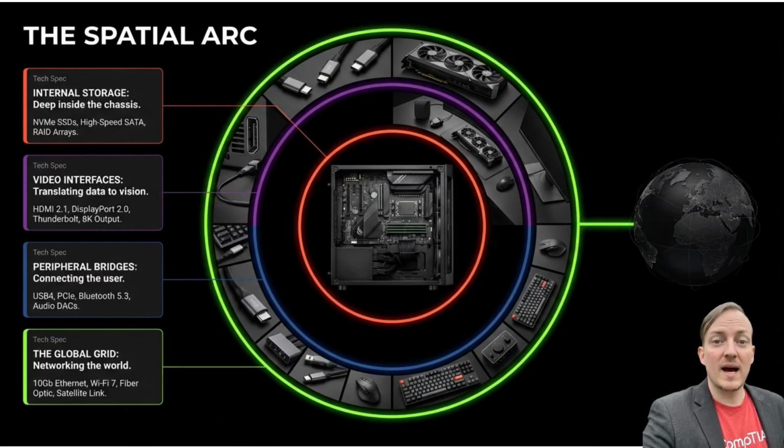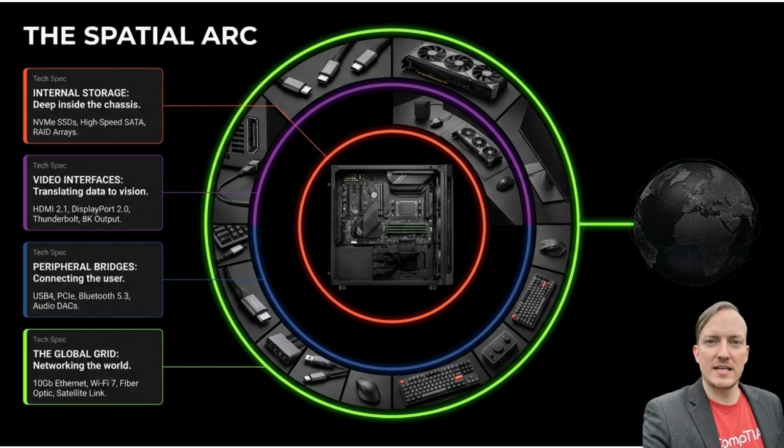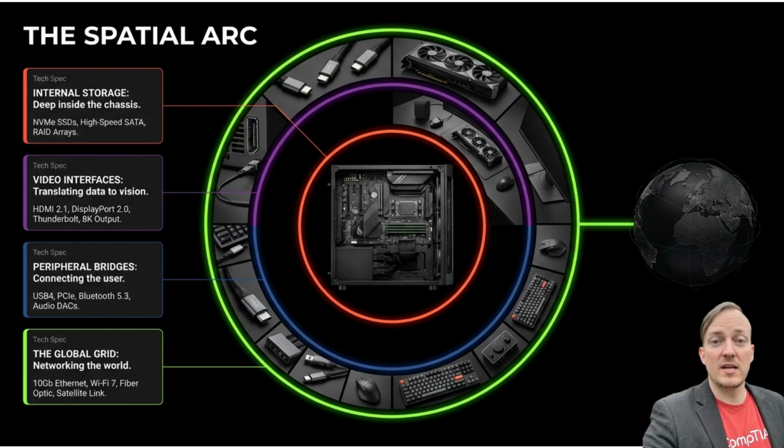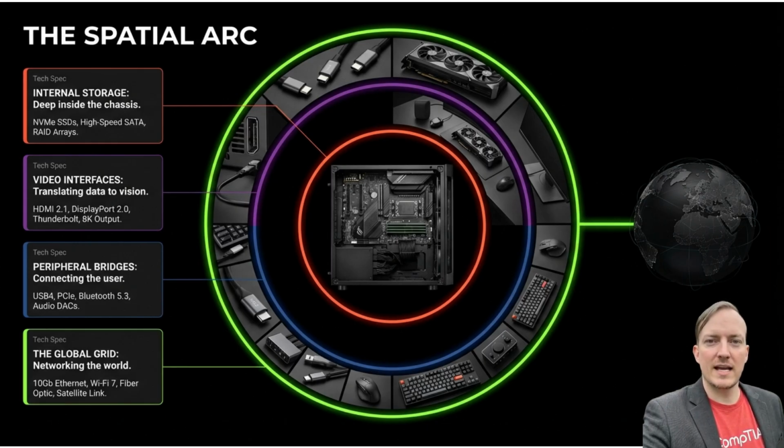To keep this organized, we are going to travel along the spatial arc. We'll start deep inside the chassis with our internal storage, managing high-speed NVMe SSDs and SATA RAID arrays. Then, we'll translate data to vision using video interfaces like HDMI 2.1 and DisplayPort. Next, we step outside the box to peripheral bridges, connecting the user via USB 4, PCIe, and Bluetooth. Finally, we will connect to the global grid using 10 GB Ethernet, Wi-Fi 7, and fiber optics.